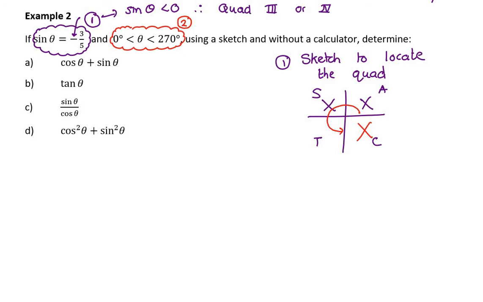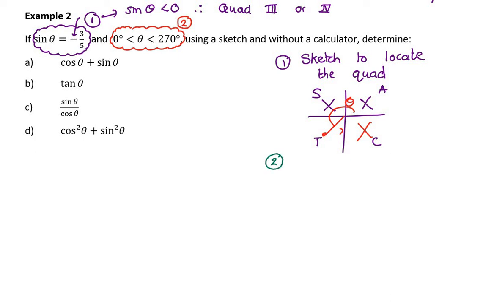So my first step, I've done this step already. Let me just erase that. Whatever angle theta is, it must be somewhere going into quadrant 3. So that's my first step. My second step is to remember the whole aim here is to find x, y, and r.